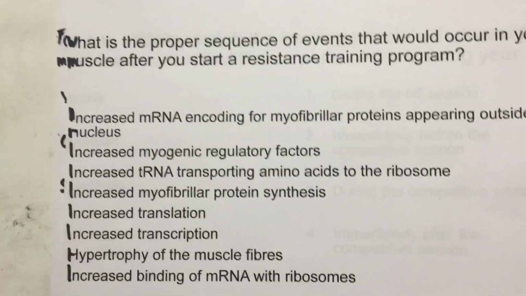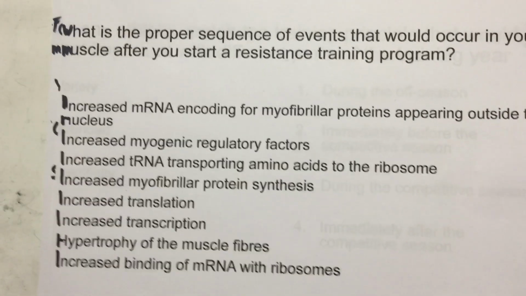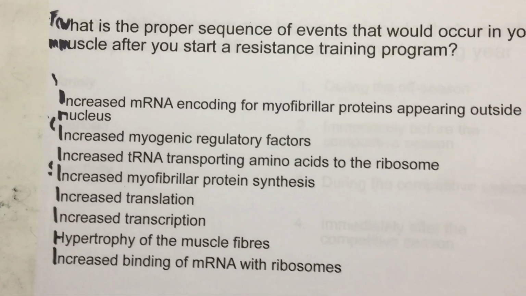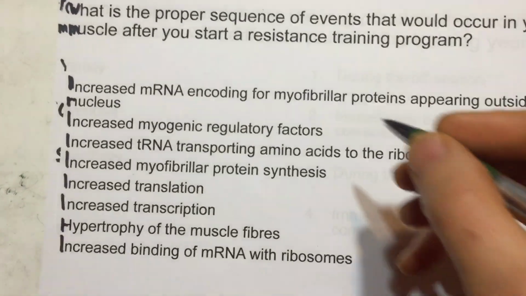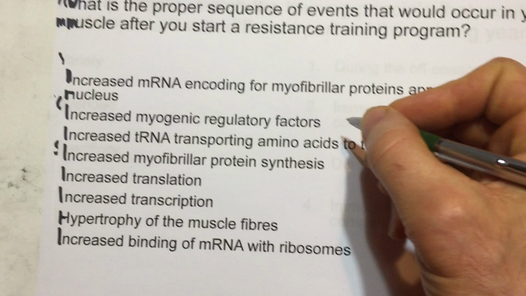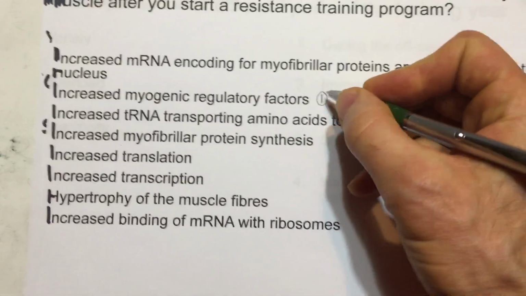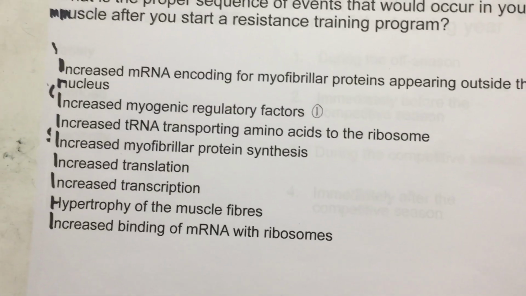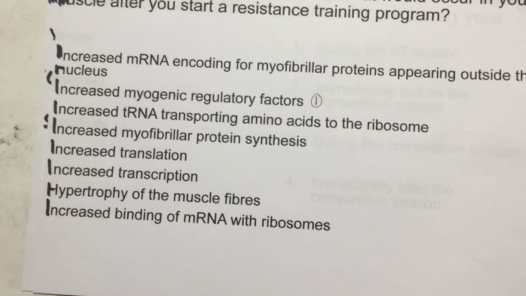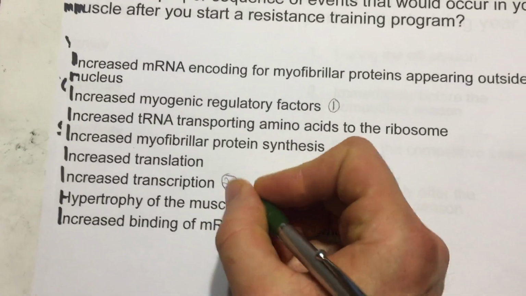So the earliest change you see, and you probably see this within minutes or hours after you do a resistance training session, is an upregulation in these myogenic regulatory factors. So that's the first thing you'd see. And these are referred to as transcription factors. So they turn on transcription in your nucleus. So the next thing you'd get here is increased transcription.